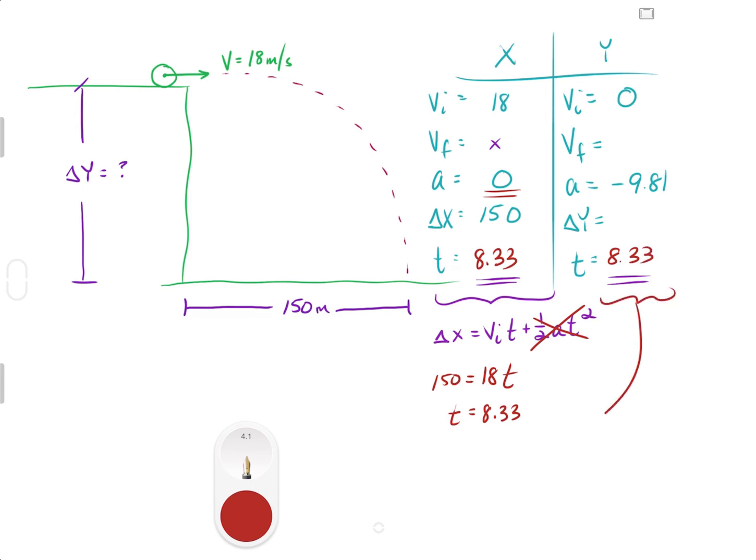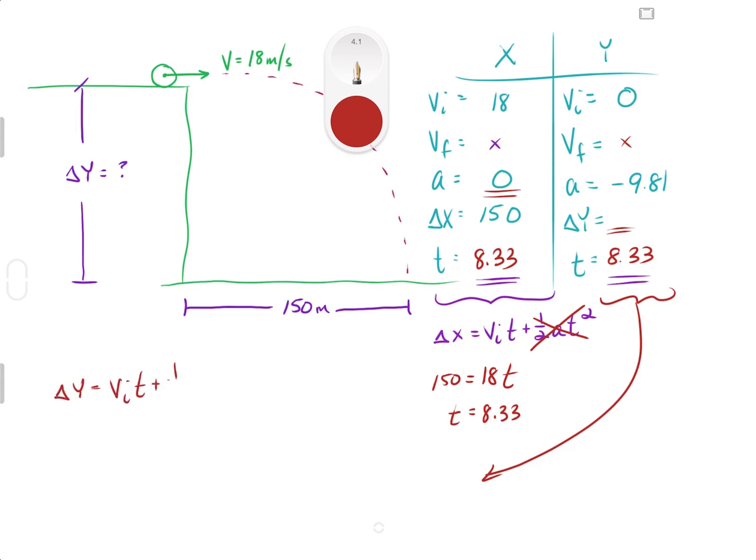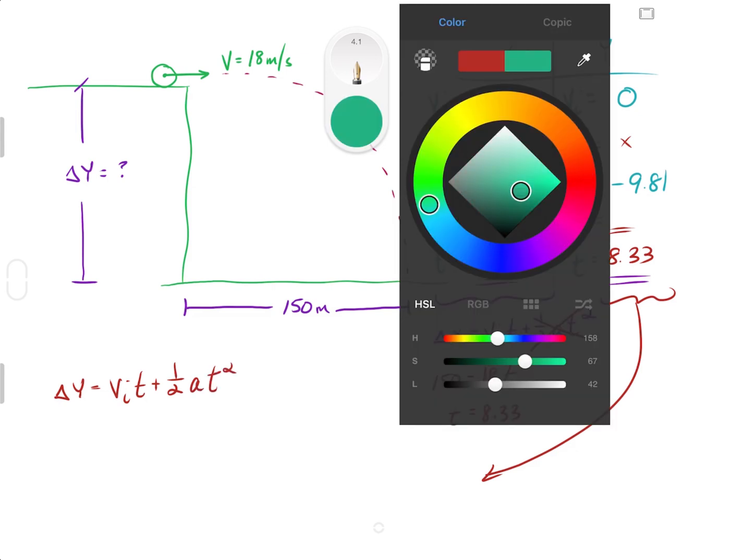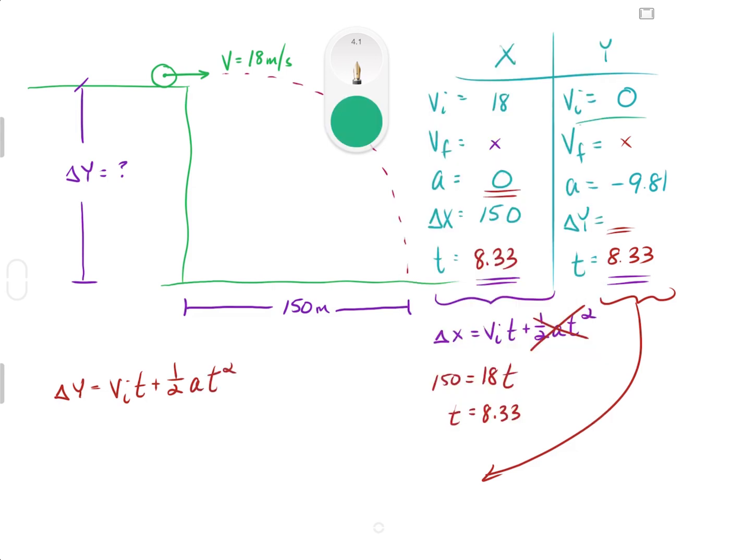Now I've got the variables I need to solve for y. Again, I want to find delta y. I don't really care about VF, so as I said, this equation pops up quite a bit. And it's nice that it pops up, especially with horizontal launches, because with horizontal launches, in this case, I have no initial velocity, so that piece is gone.